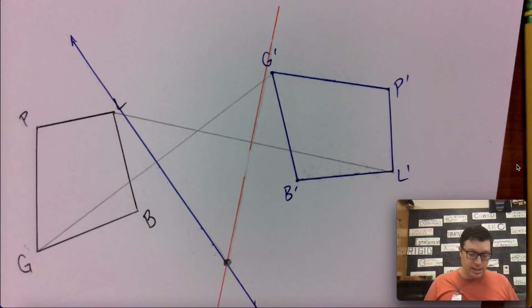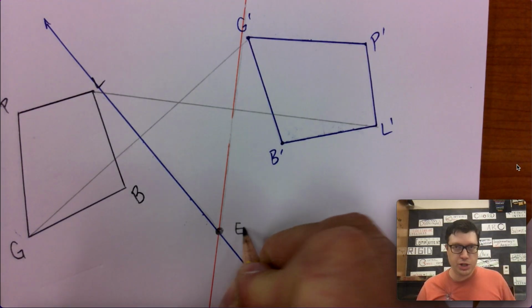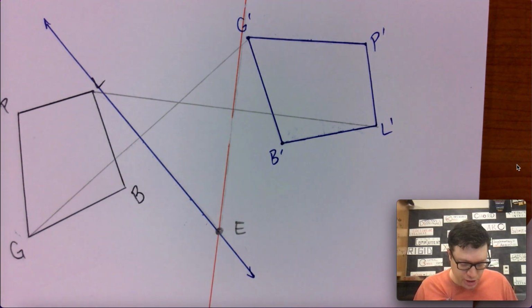Now, the final part, the setup. You want to find, label. This is point E, right? We should put a center of rotation label. There it is. E is the center of rotation.